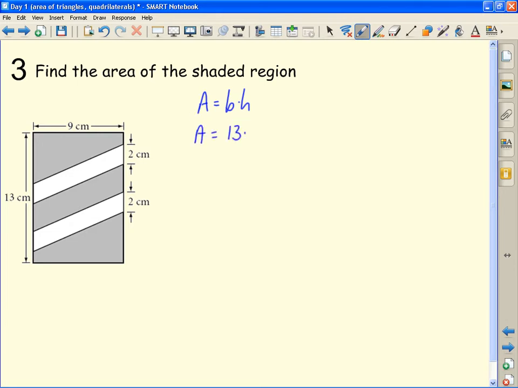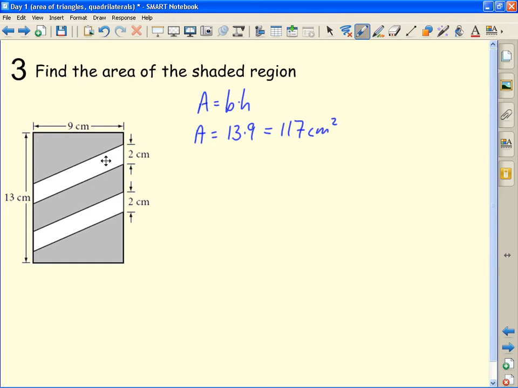Well, if I multiply that out, I get 117 centimeters squared, I believe. Let's see, let me check real quick. 90 and yeah, 117 centimeters squared, but then I have to subtract away these two shapes.